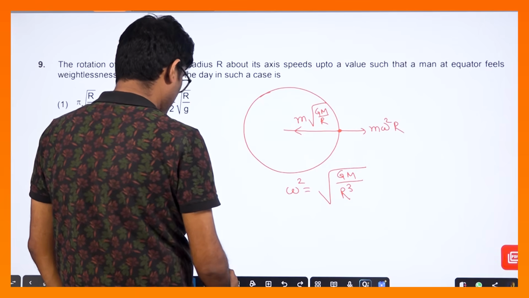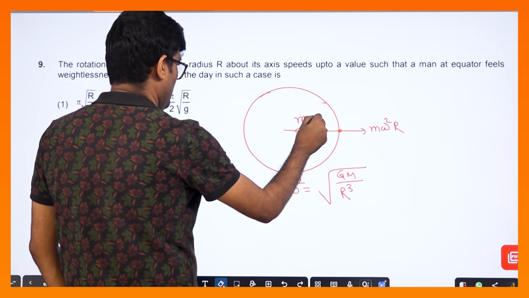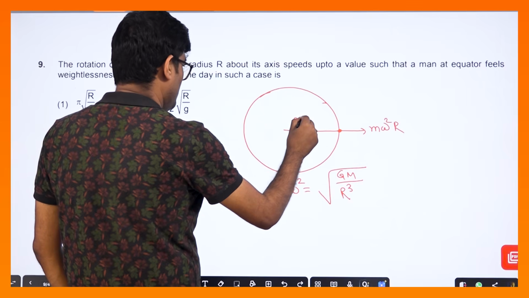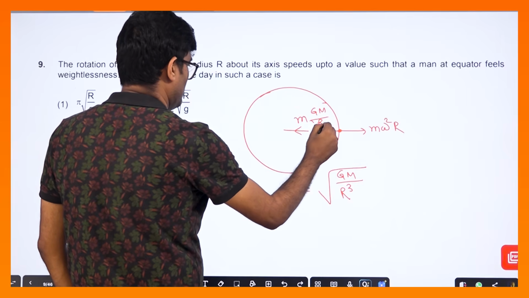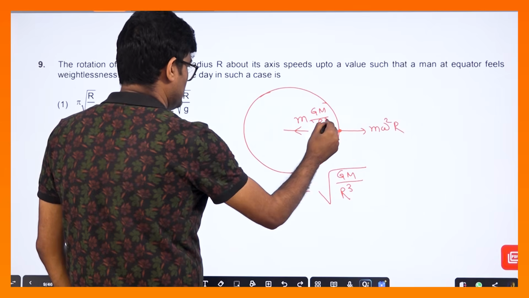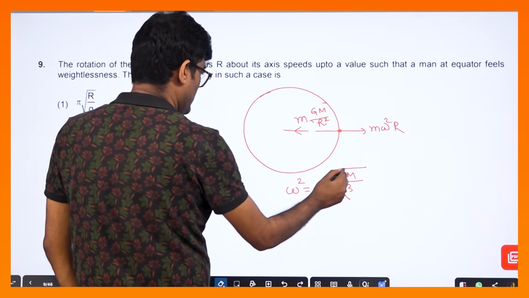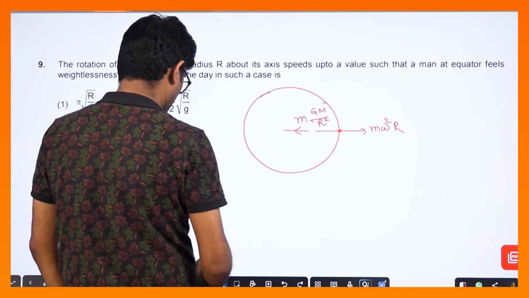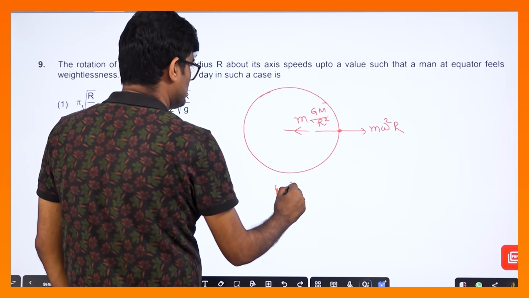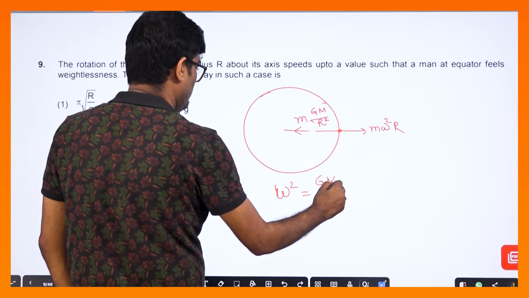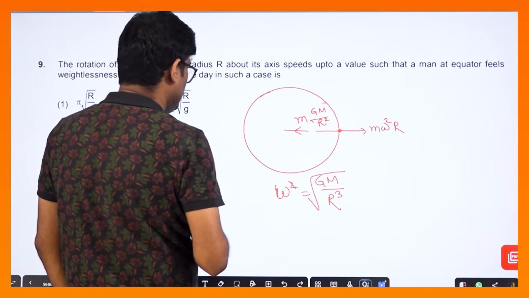Sorry, why have I put a square root here? The value of g is equal to gm by r square, sorry. So if I now compare these two equations, then m gets cancelled out. So the value of omega square is equal to gm by r cube. Now I think it is correct. Gm by r cube. So omega equals root gm by r cube.